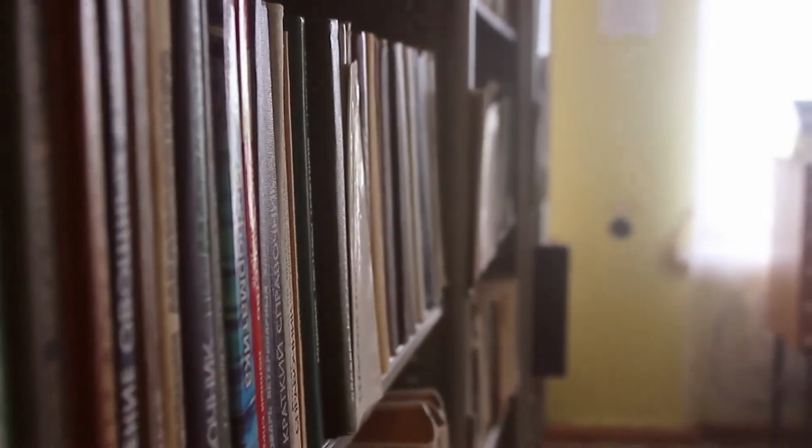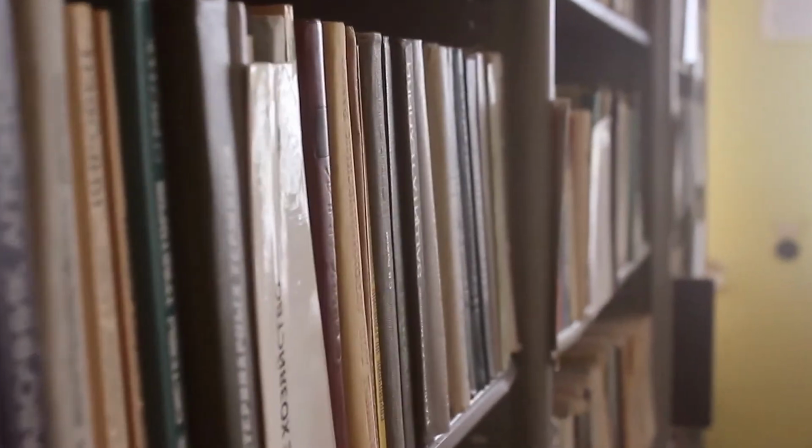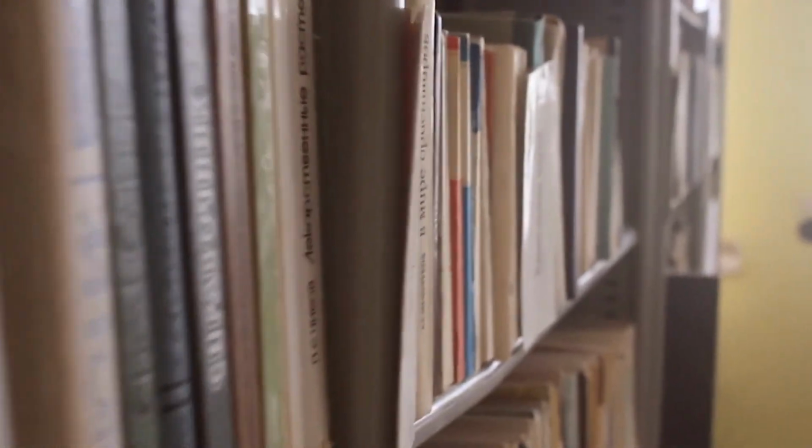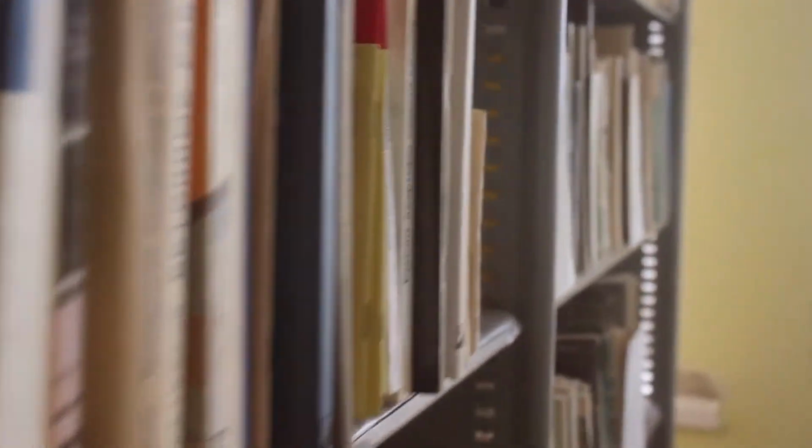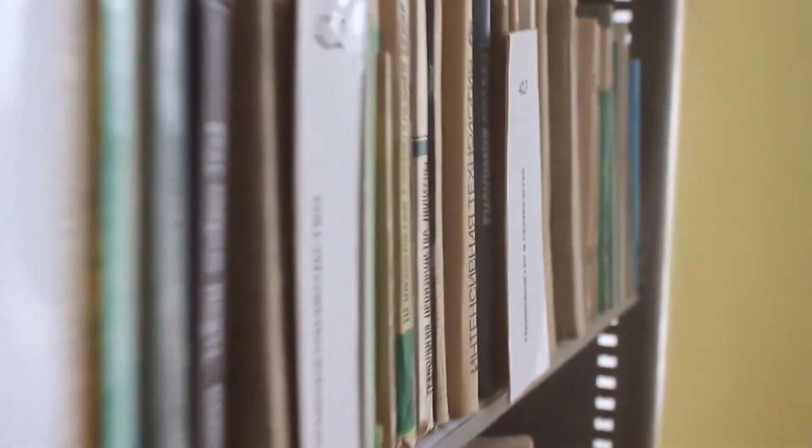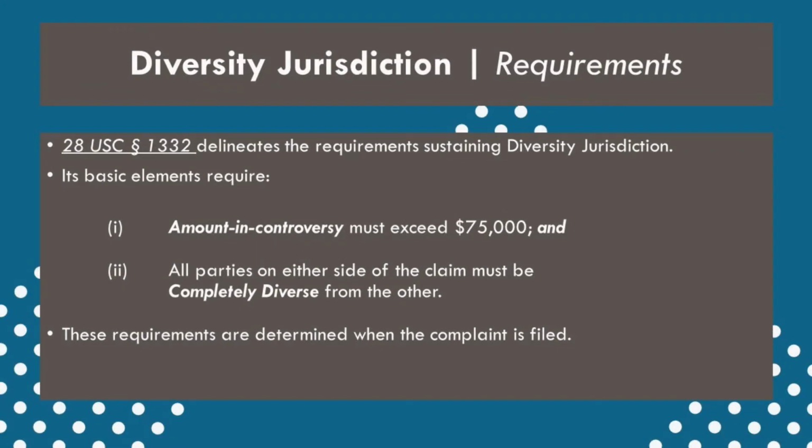28 U.S.C. Section 1332 sets forth the requirements necessary to sustain a claim under diversity jurisdiction. The statute gets into the nitty-gritty, but its salient points require that the plaintiff's claim meet two requirements. 1. The amount in controversy must exceed $75,000. And 2. All parties on either side of the claim must be diverse from the other side.